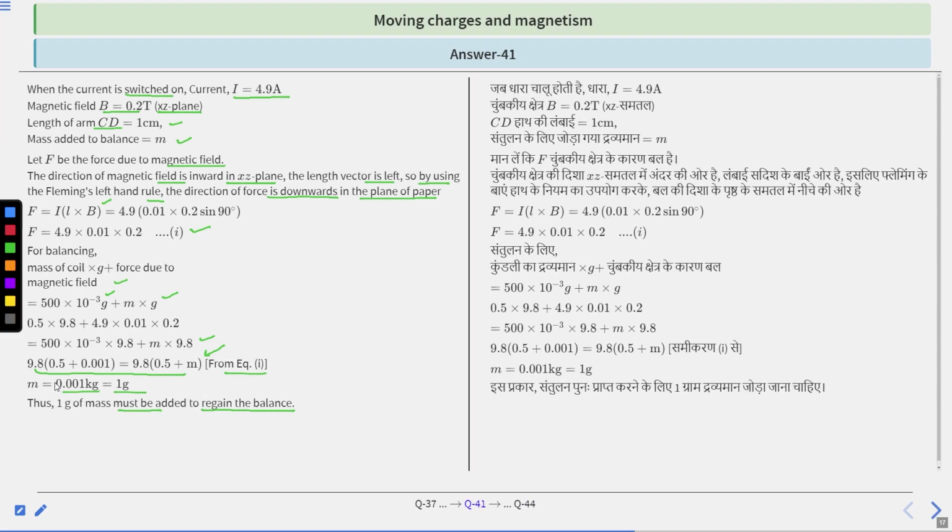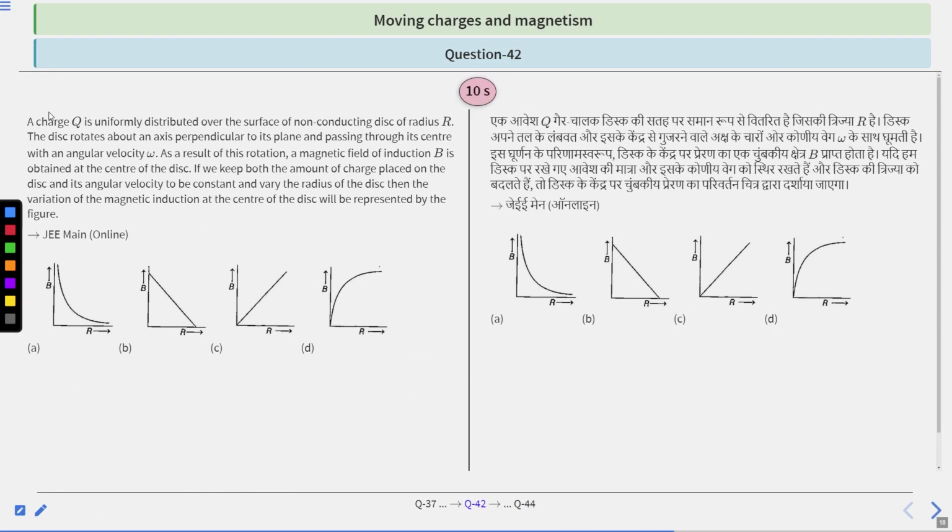Next question. Question 42. A charge q is uniformly distributed over the surface of a non-conducting disk of radius r. The disk rotates about an axis perpendicular to its plane and passing through its center with angular velocity omega. As a result of this rotation, a magnetic field of induction B is obtained at the center of the disk. If we keep both the amount of charge placed on the disk and its angular velocity constant and vary the radius of the disk, then the variation of the magnetic induction at the center of the disk will be represented by which figure?